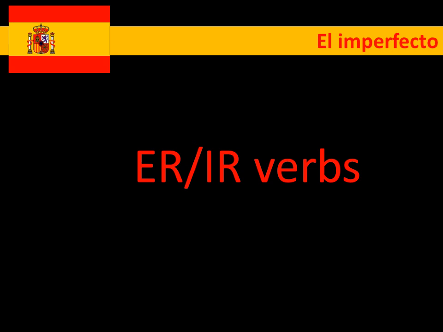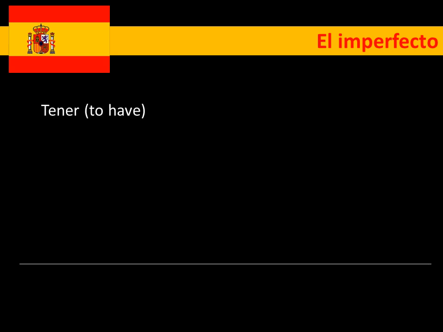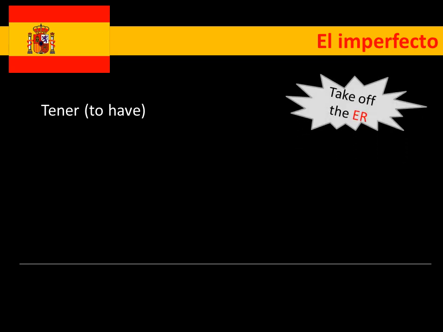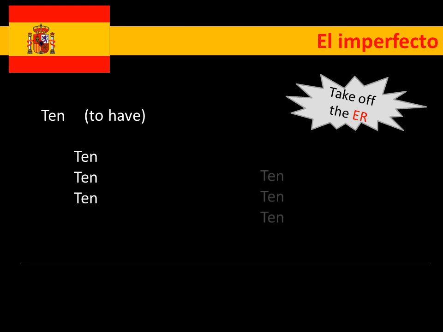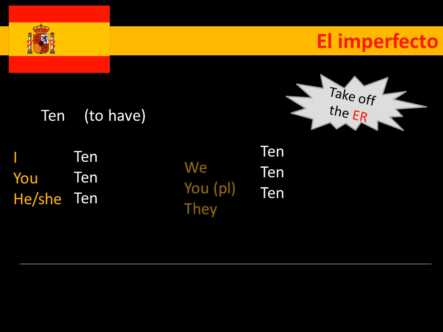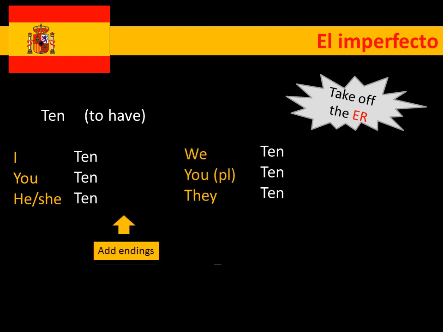Let's move on to the ER and IR verbs then. We're going to use tener as the example one. In this tense it isn't irregular, which is a surprise. So here we go then. First thing, we need to take off the ER. So we've got ten. So in exactly the same way, we've got our stems. Also got our persons of the verb. And next up, just like before, we have to add some endings. Okay, these endings are slightly different. They're exactly the same for the ER and for the IR verbs.